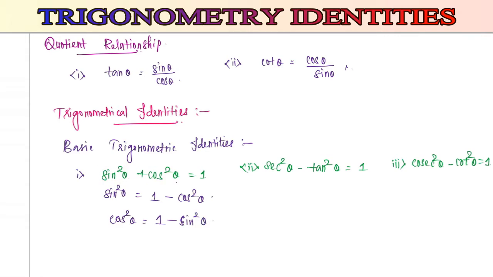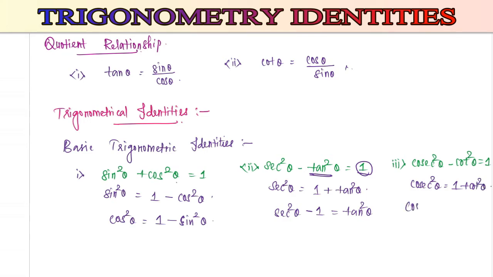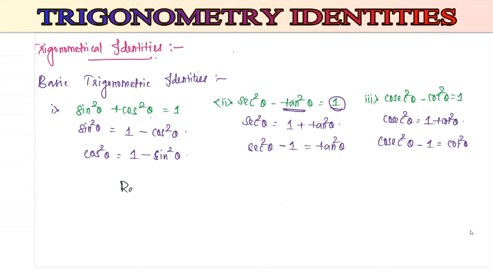Now from these identities, I am going to express secant square theta is equal to 1 plus tan square theta. Taking the tan square to the opposite side, it becomes minus, and the 1 becomes minus 1: secant square theta minus 1 is equal to tan square theta. Similarly, cosecant square theta is equal to 1 plus cot square theta, so cosecant square theta minus 1 is equal to cot square theta. To remember, sine theta whole square we can write as sine square theta, and cos theta whole square is equal to cos square theta.